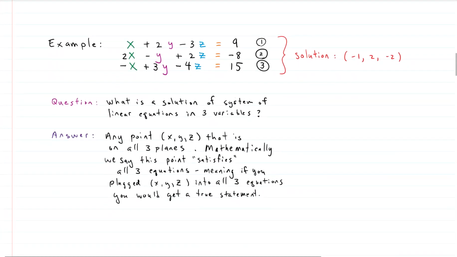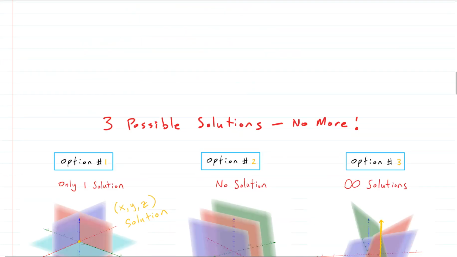So here's an example of a system with a solution. You might be wondering, what is the solution of a system of linear equations in three variables, and what does it look like? Well, a solution is simply any ordered triplet, x, y, z. So a point, any point that's on all three planes at the same time. Mathematically, we say that that point satisfies all three of the equations. This specific system here has the solution -1, 2, and -2. That's the point that's on all three of those planes at the same time.